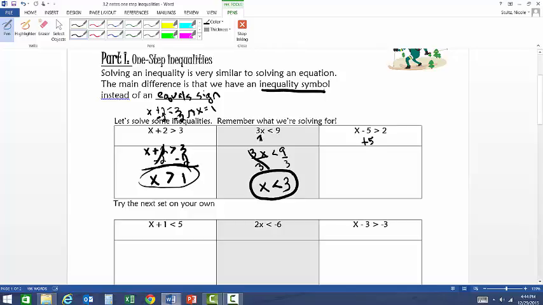When I do the last problem, I'm simply going to add 5. So any number greater than 7. Whatever x is, it has to be more than 7 in order for this to be true.